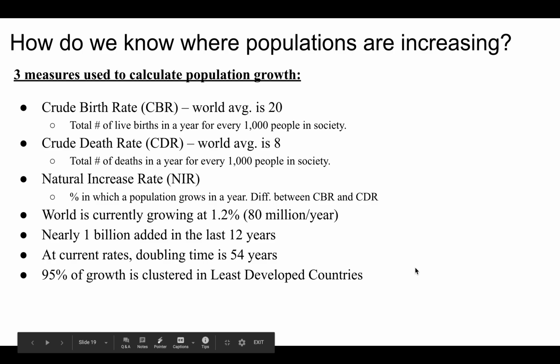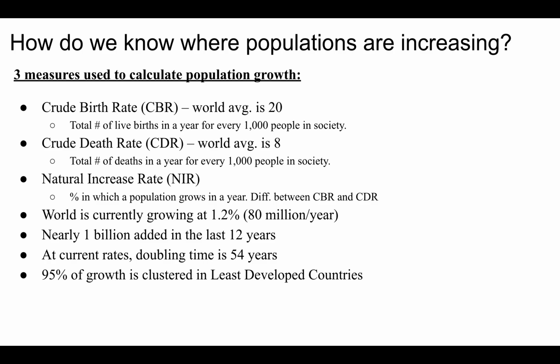The world average is 20 per 1,000. That's the total number of live births every year per 1,000 people. There's the crude death rate, and that currently is 8, the number of people per 1,000 people in society that dies. And then you have the natural increase rate, which is taken CBR minus CDR, and that difference will give you a percentage of population over 100. So NIR is always over 100. CBR and CDR over 1,000.